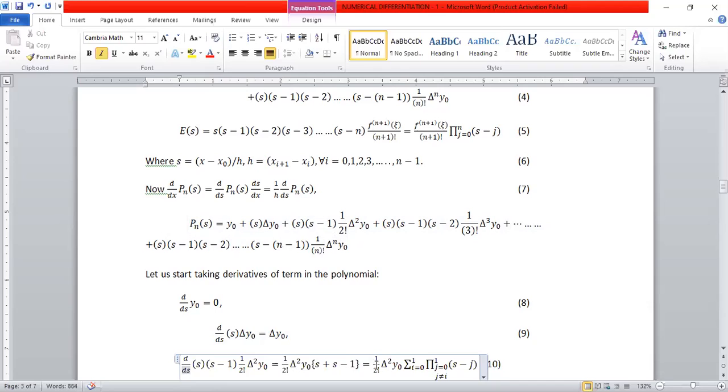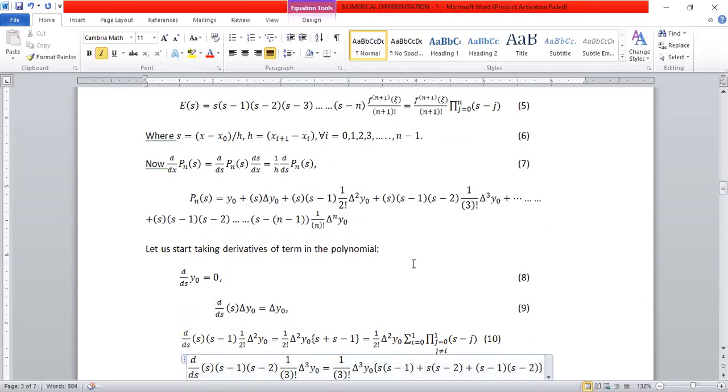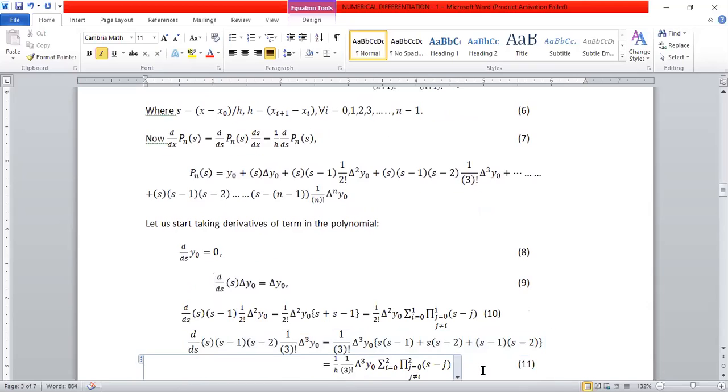Whether you go to compact notation or not, for problem solving we need the non-compact form. Compact notation we need for programming. Next term, this one: its derivative is 1 upon 3 factorial into the third order forward difference, which is constant. Using the u into v into w rule, when I write its derivative it will again be a sum of products. Every product contains two linear factors as we had before.